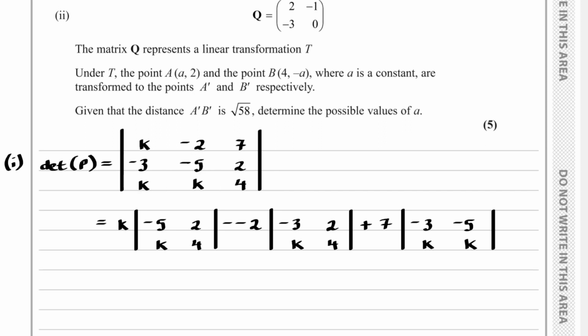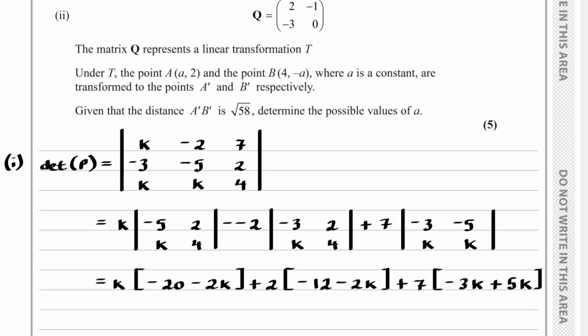If I work this out, well, I've got k, and then here I've got negative 20 subtract 2k. Then I add on 2 because negative 2 is positive 2. And then here I've got negative 12 subtract 2k. And then I add on 7. And then here I've got negative 5k subtract negative 3k, as we see here.